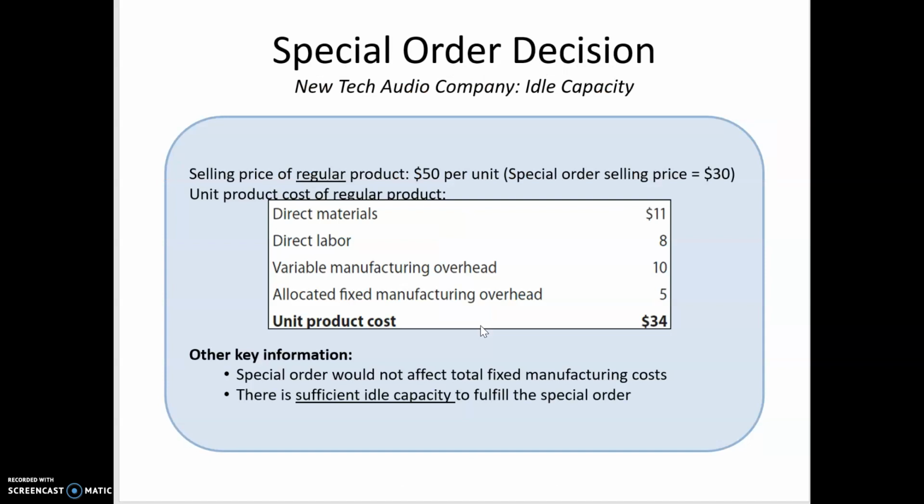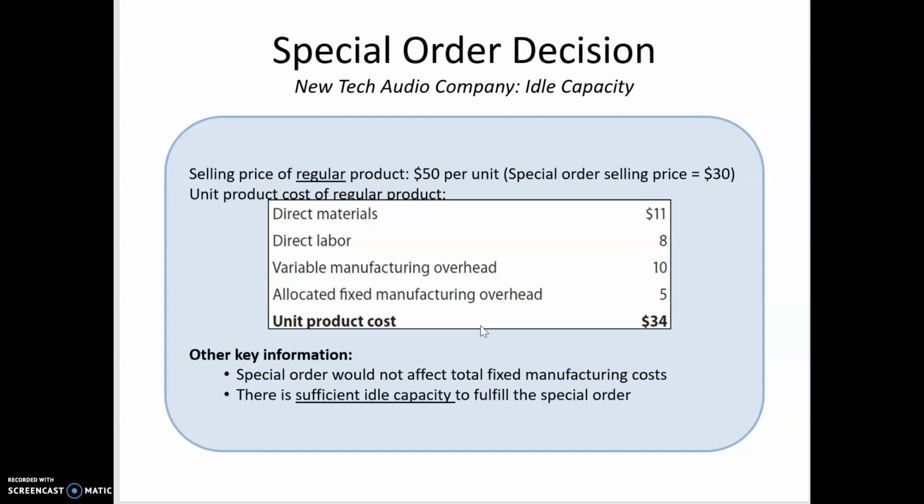So here's the information on the customer that wants to buy 200 units. Our regular selling price is 50. They want to pay 30. Here we can see our costs: direct materials, direct labor, variable overhead, and fixed overhead comes to $34 a unit. So at first glance, it looks like, why would we sell it for 30 if the unit product cost is 34?